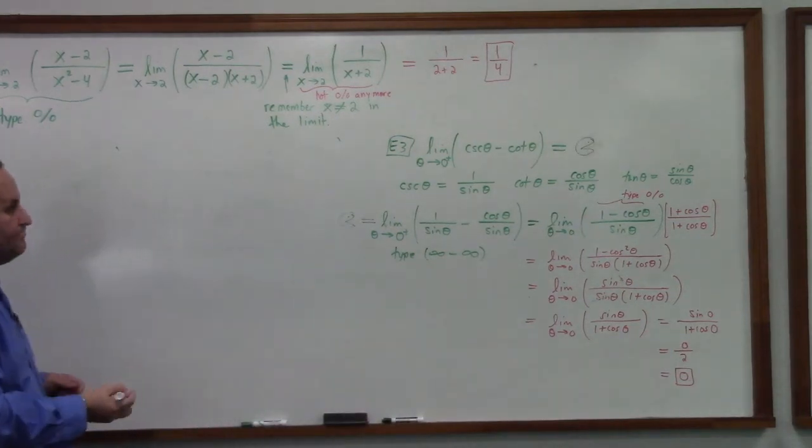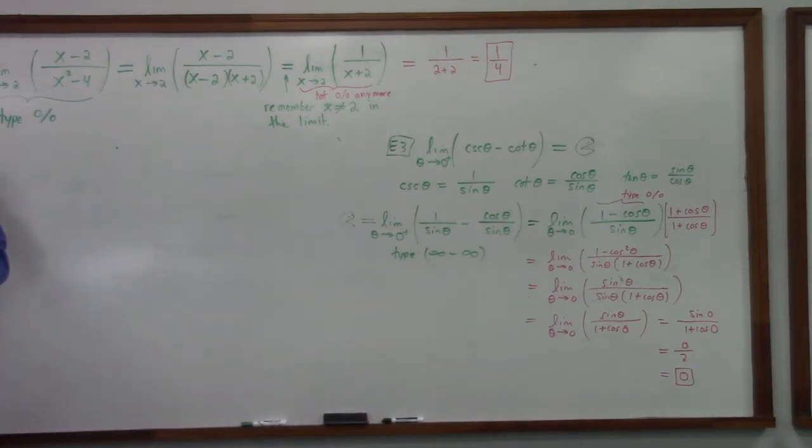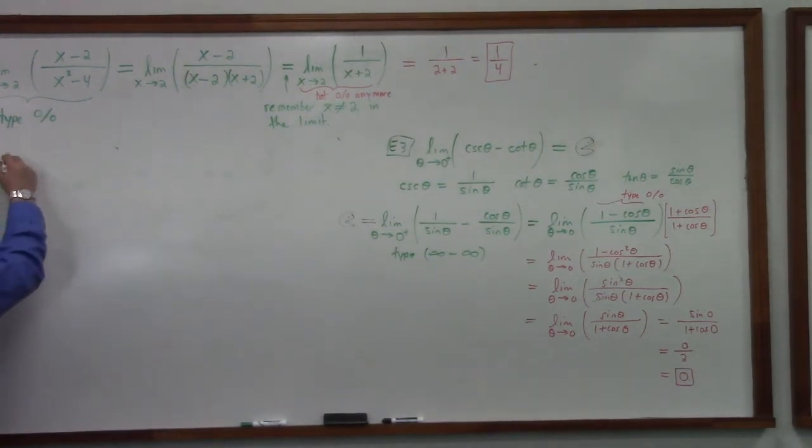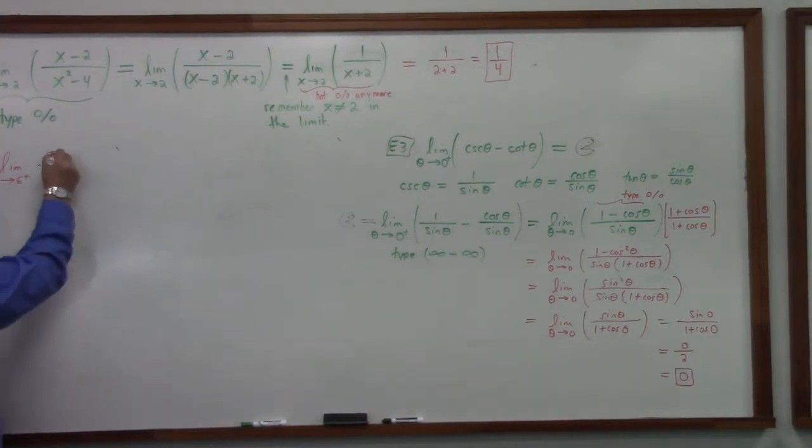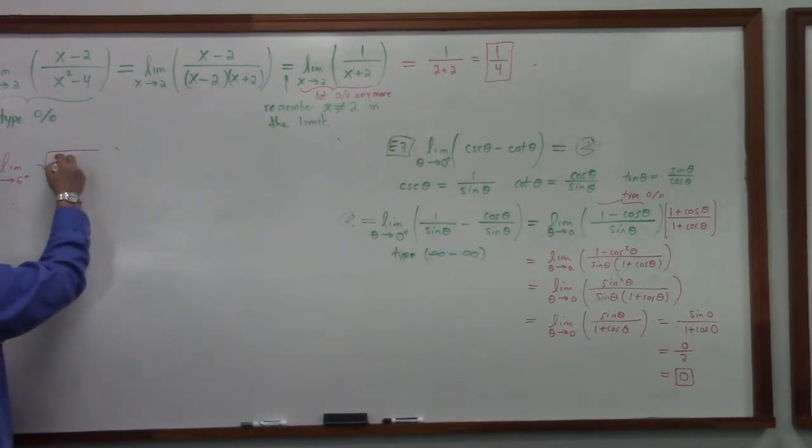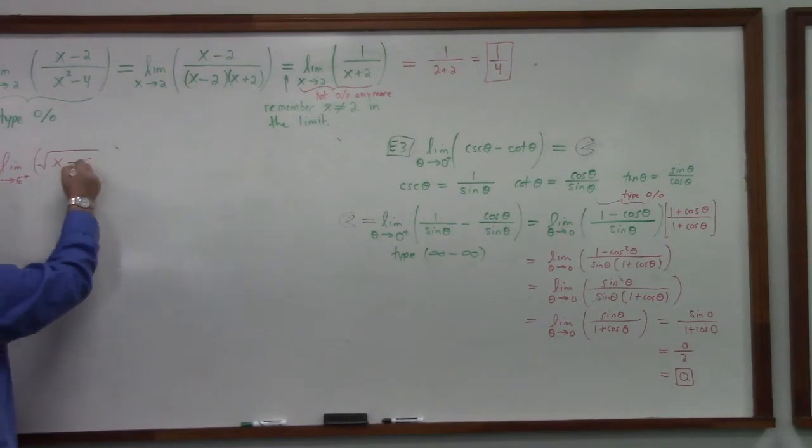Let's look at a different one. Example 4, right? This one will be relatively easy. Limit as x approaches 6 from the right of the square root of x minus 6. What would this be equal to?